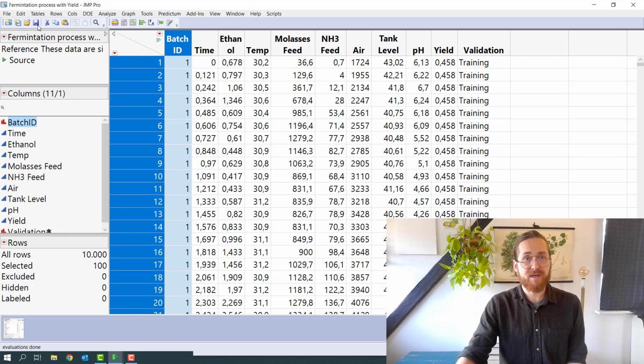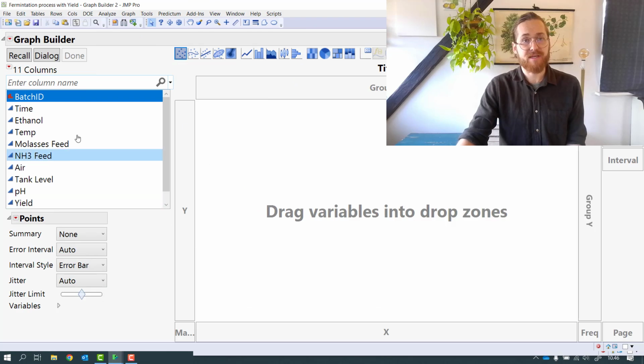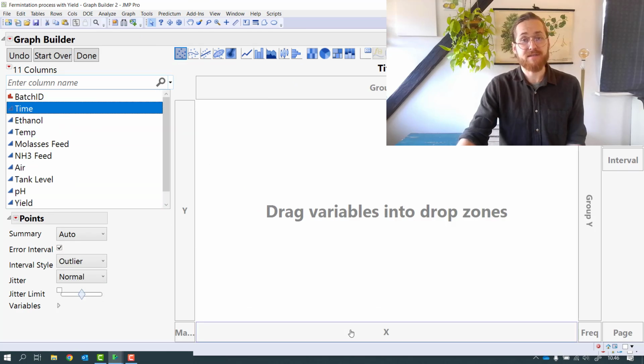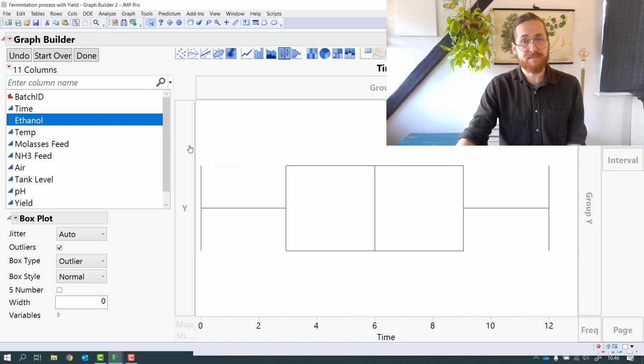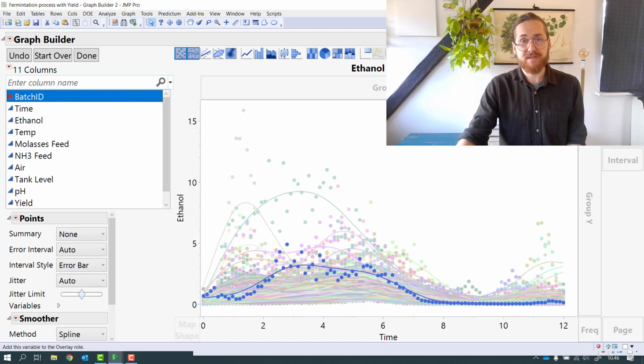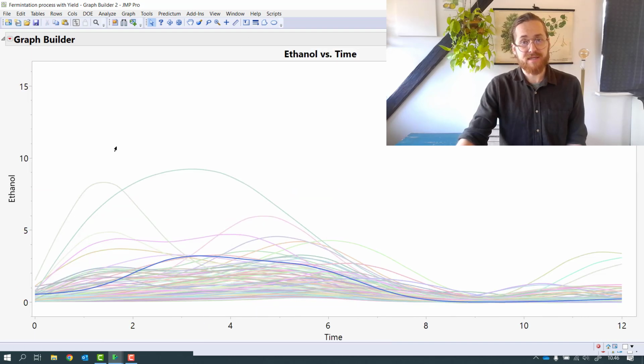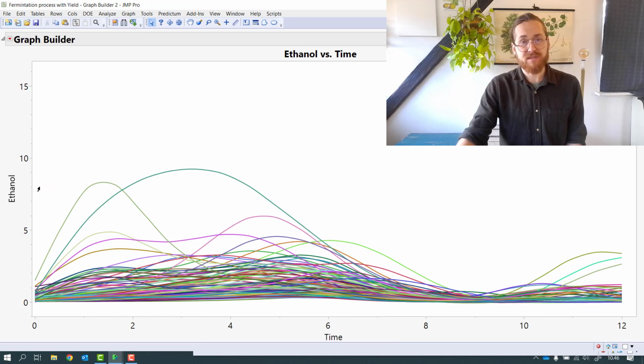Let's start off by going into the graph builder. And we can see that if I look at time as the X, let's just take ethanol and we take batch ID into overlay. I remove all the dots. We can see that all the different batches have different variation. Right here, they're very, very alike.